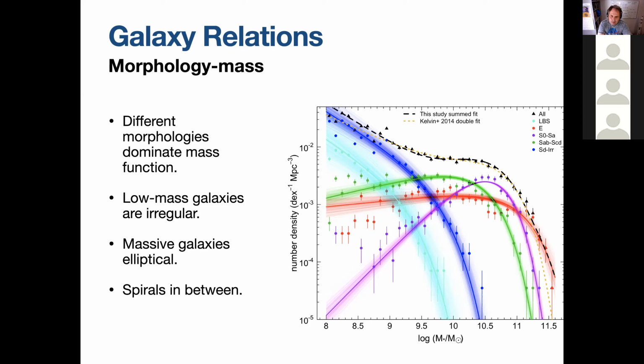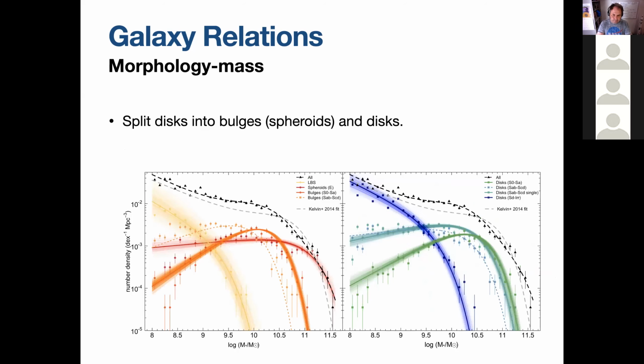So we noticed that there's a dependence on environment and there's a dependence on stellar mass. So these things know about each other. Okay, let's take that one step further. So Amanda Moffat, who visited, broke it down in the following way.